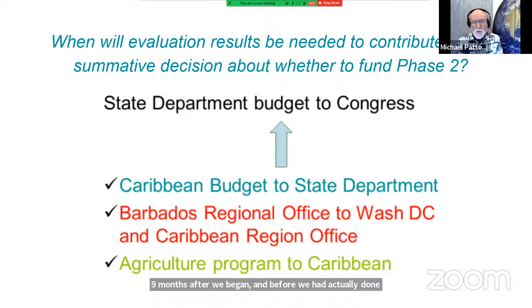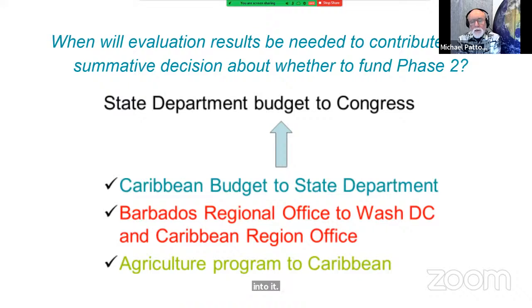We were still building relationships, getting everybody on the same page, beginning to engage with people about what we were going to do. And yet the summative decision, will the program move from phase 1 to phase 2, was going to happen 9 months into it.